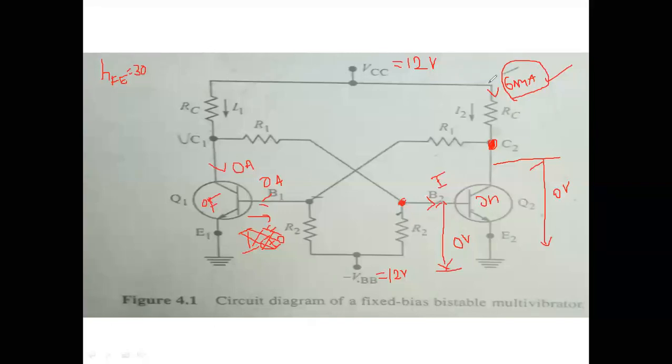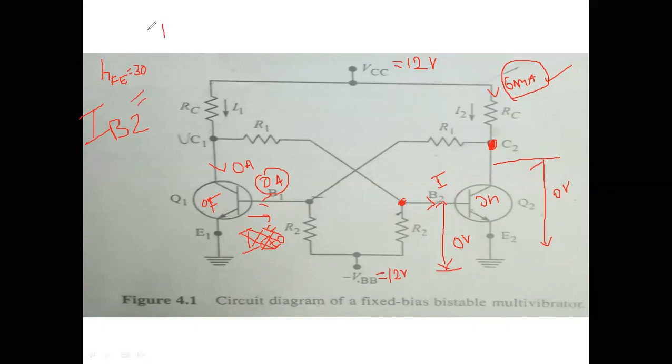If we know the IC current and the HFE, then we can find the base current of the on transistor. This is our on transistor, therefore I take it as IB2, because for the off transistor we had assumed the current as 0. For the off transistor, the base current is 0, because only when the current is 0 will the transistor be off.